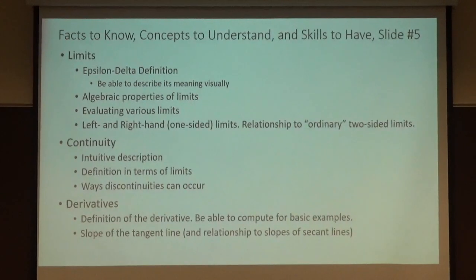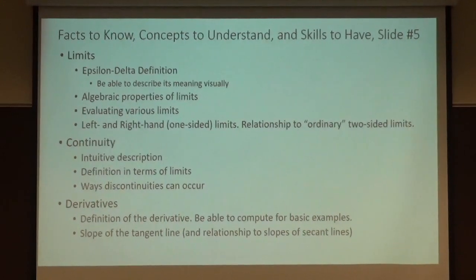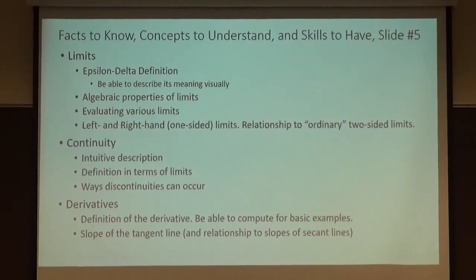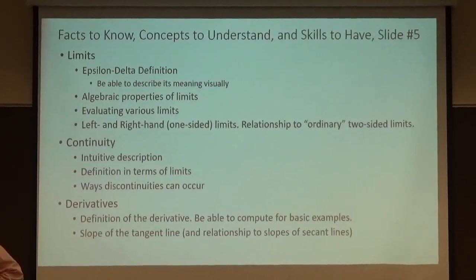Describe continuity in terms of limits and ways discontinuities can occur. Talk about jump discontinuities as well, for example. And derivatives, you should be able to compute them for basic examples, like I mentioned at the beginning of class, with 5x plus 4x squared or something like that. An example of the kind you should be able to deal with.